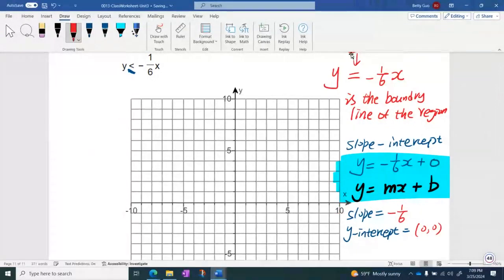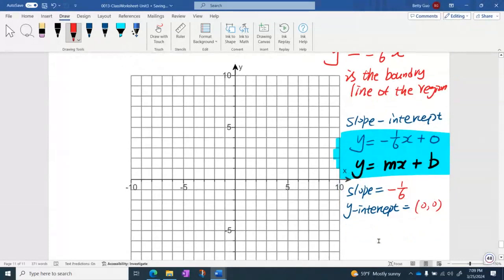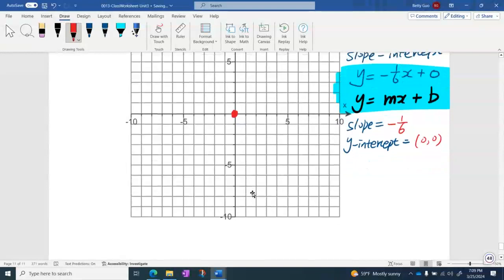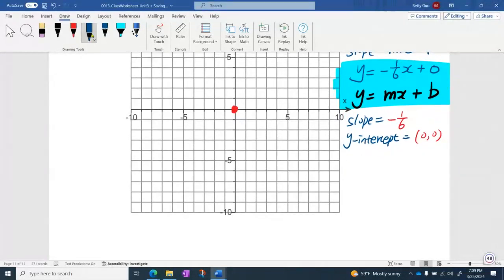Okay, let me show you how we use the slope and the y-intercept to graph a straight line. Firstly, I'm going to plot the y-intercept. The y-intercept is the origin in this case, not always, but in this case, yes. I plot the y-intercept. It is a point on the line. And then I'm going to use the slope. How am I going to use the slope?